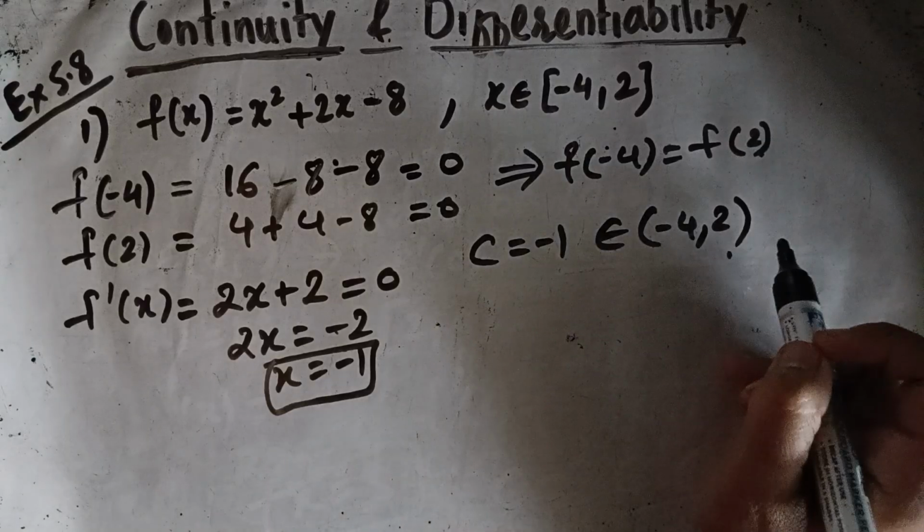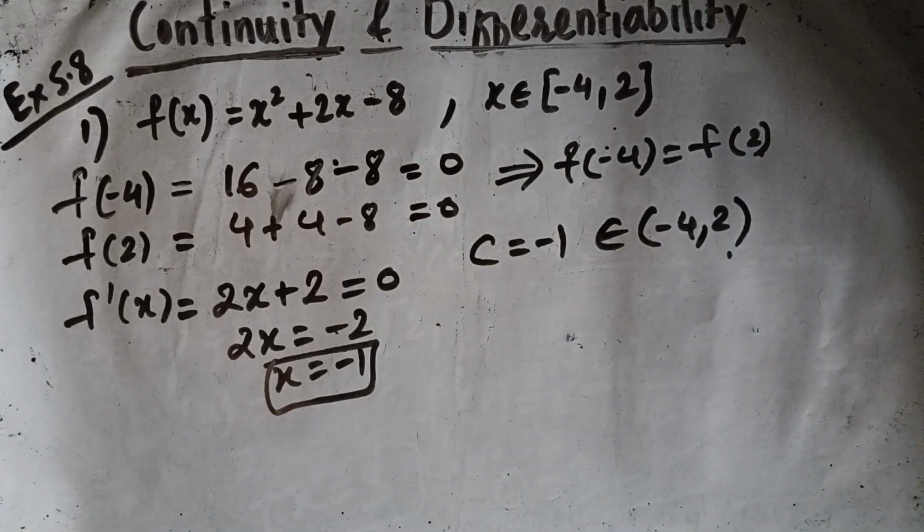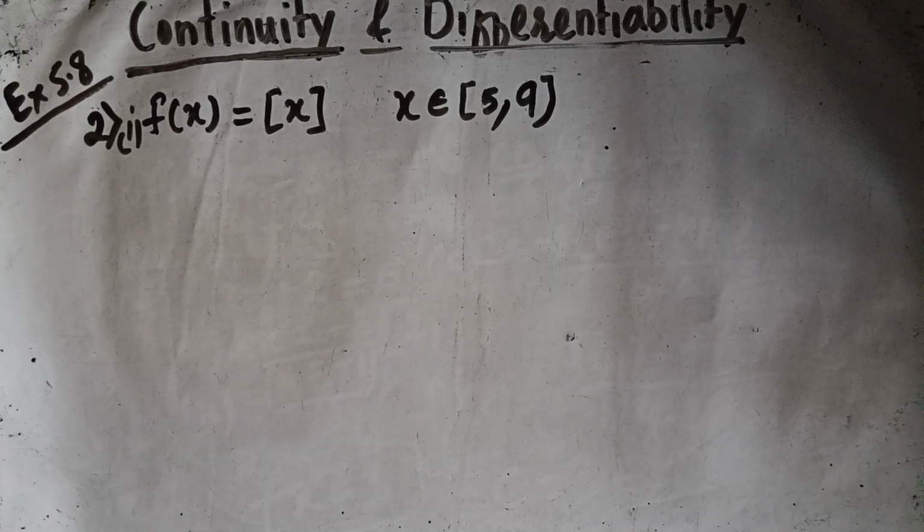Okay. So Rolle's theorem is verified. Next question: you have to verify Rolle's theorem and three functions are given. Okay, so this is the greatest integer function. So the interval is defined like this, 5 comma 9.